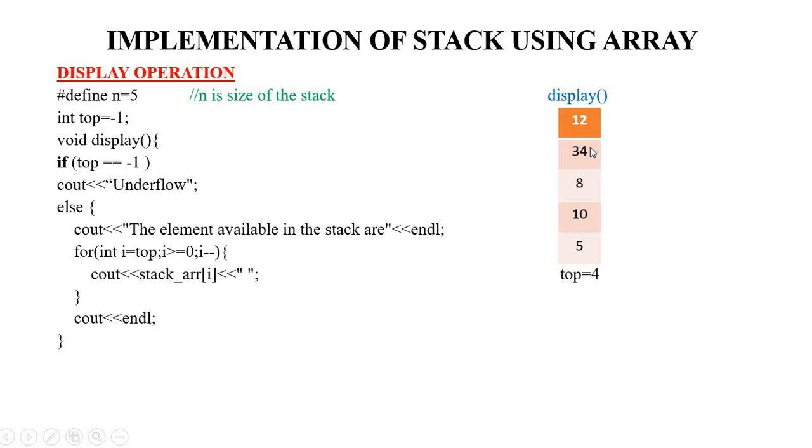So we are displaying in reverse order. Suppose if I want to print from 0, I can also print from 0. Here I am printing in reverse order, 12, 34, 8, like that. So from i is equal to top. Here the top value is 4, so i will be equal to 4, with i greater than or equal to 0, up to the 0th index. From the 4th index to the 0th index I am displaying. So I am decrementing i here and displaying the value.